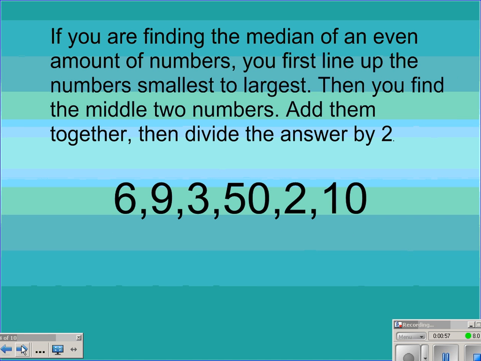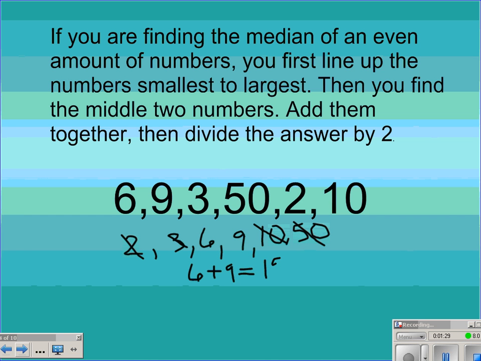If you are finding the median of an even amount of numbers, you first line up the numbers smallest to largest. Then you find the middle two numbers. You add them together. Then divide the answer by 2.